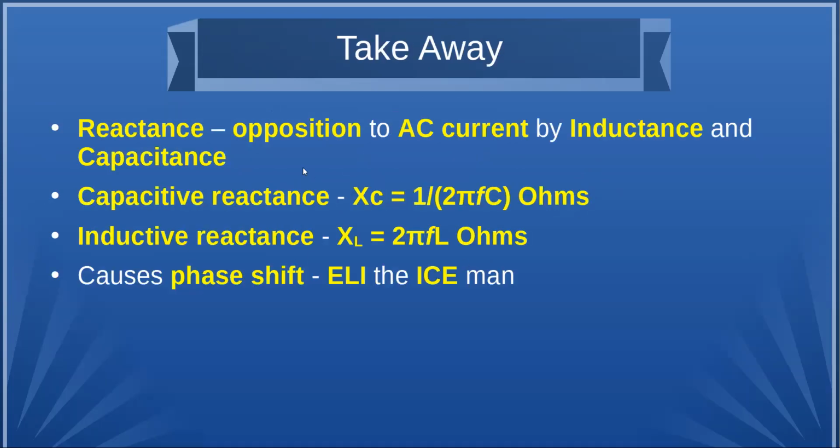Okay, so reactance is the opposition to AC current by inductance and capacitance. Pretty sure that's a test question, or something like that. Capacitive reactance is 1 over 2 pi FC. Inductive is 2 pi FL. And you've got the phase shift depending on whether it's inductive or capacitive. It goes 90 degrees one way or the other.